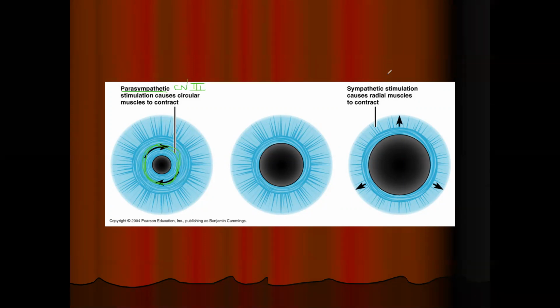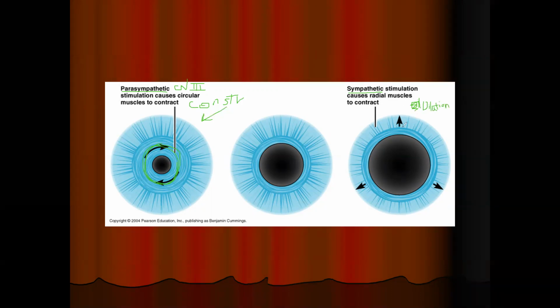Okay, then we have sympathetic stimulation. So this is constriction. I'm just going to put that. Okay, and then this is dilation. So when sympathetic stimulation, oh, that's horrible. Oh, look at that. Dilation. Okay, that's a little bit better.